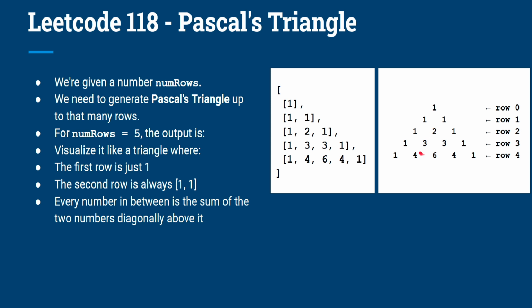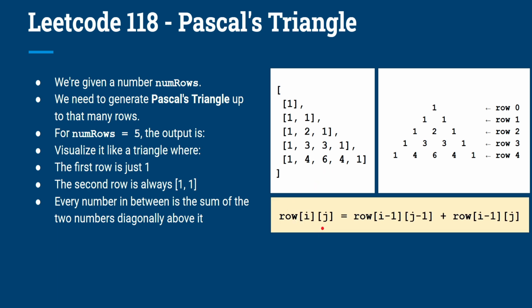Can we say that? Similarly for these 3, how are we going to get the value? This 1 plus 2, we are getting what? 3, right? And this 1 plus 2, we are getting 3, right? Like this. Can we say that? It means every number in between, the sum of the two numbers is coming diagonally, right? So can we write for row i and j, row i minus 1 and j minus 1 plus row i minus 1 and j? Can we say that?